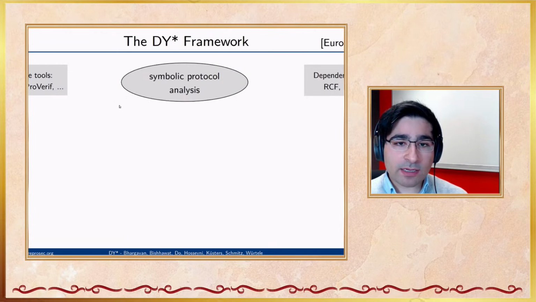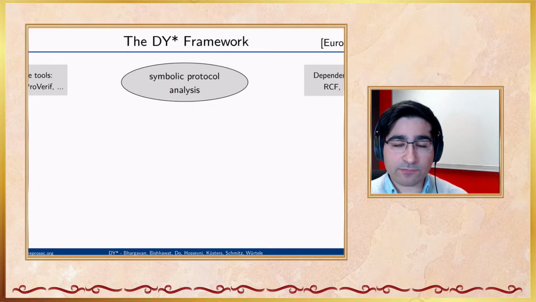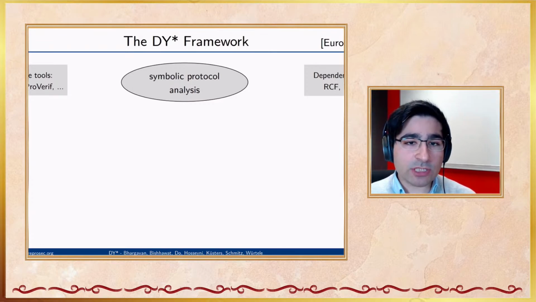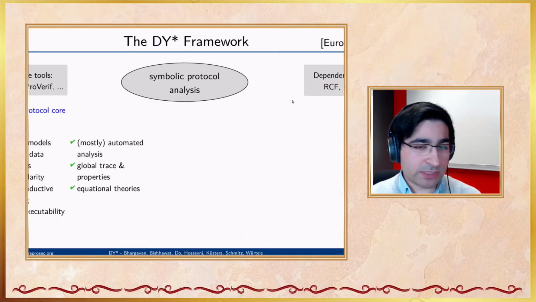So when looking at mechanized symbolic protocol analysis, there are basically two big lines of work. On the one hand, there are specialized Dolev-Yao style analysis tools, such as Tamarin and ProVerif. And on the other hand, we have tools based on dependent type systems, for example, RCF and F7. Now, often these dependent type systems are basically specialized programming languages. So let's take a look at both sides now.